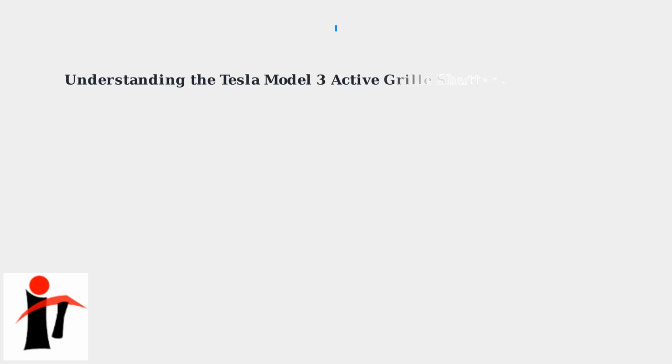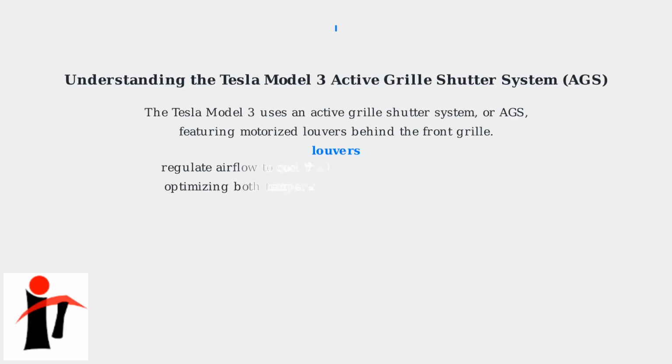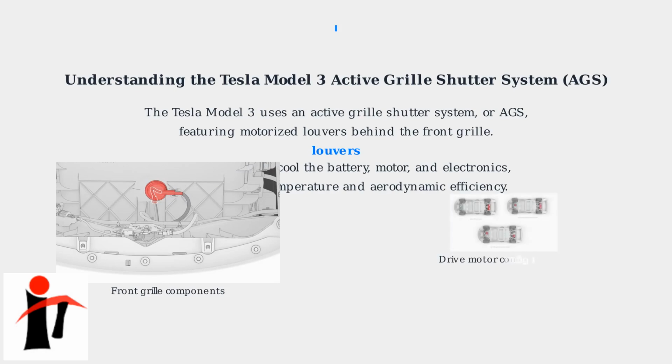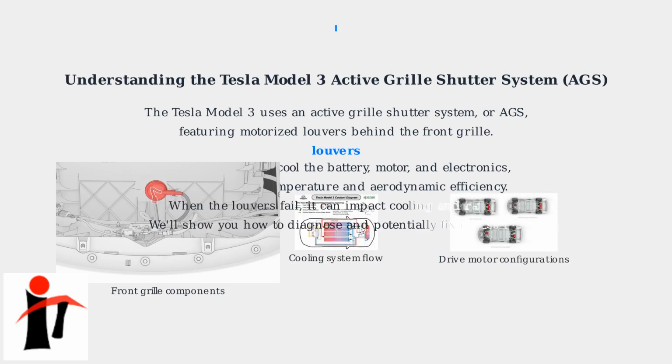The Tesla Model 3 uses an active grille shutter system, or AGS, featuring motorized louvers behind the front grille. These louvers regulate airflow to cool the battery, motor, and electronics, optimizing both temperature and aerodynamic efficiency.